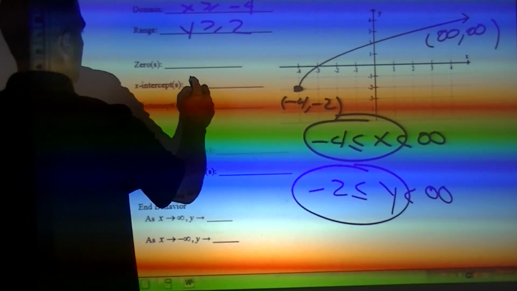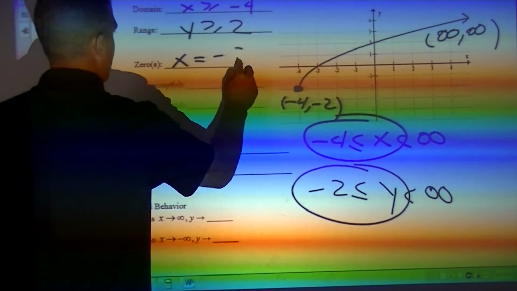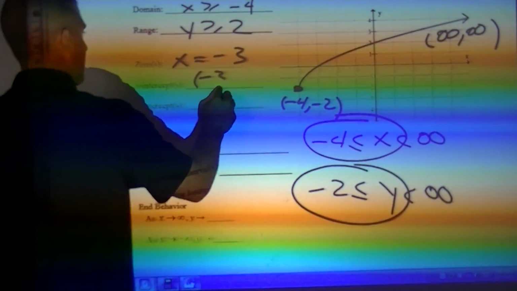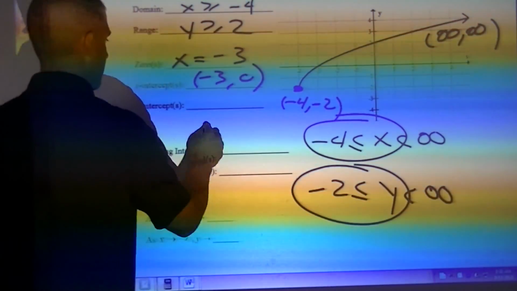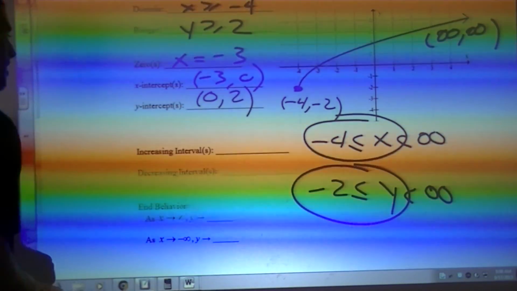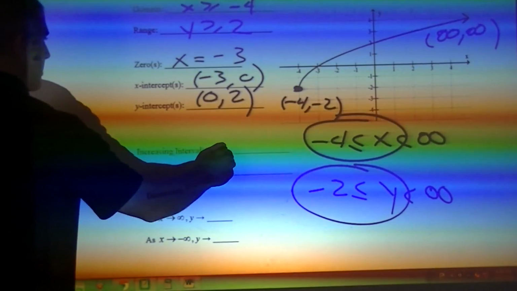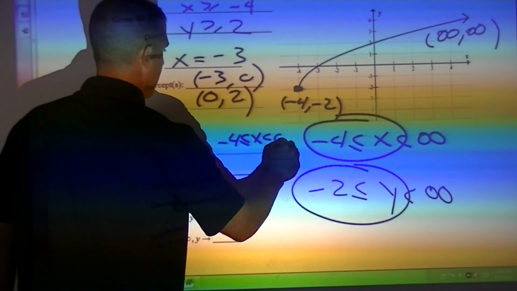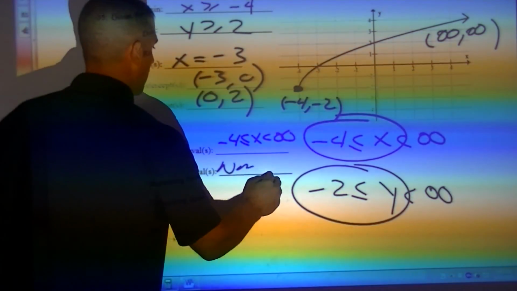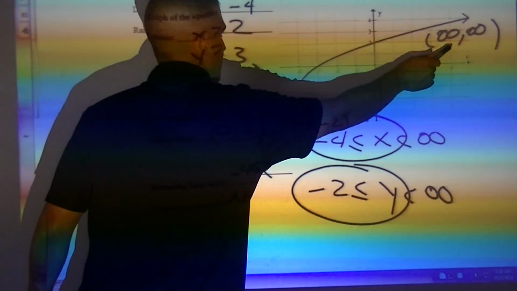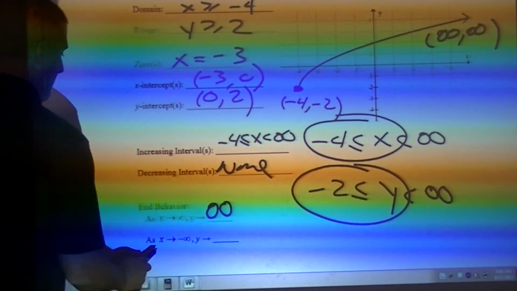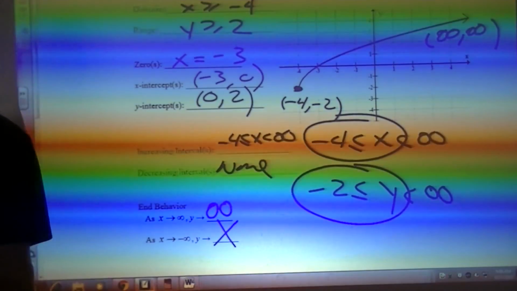That crosses at negative 3, so x equals negative 3. That's negative 3, 0. This crosses at 2, so that's 0, 2. All right, increasing interval: increasing the whole way, negative 4 to infinity. It's not decreasing at all. As x approaches infinity, y approaches infinity. As x approaches negative infinity, I don't have it.